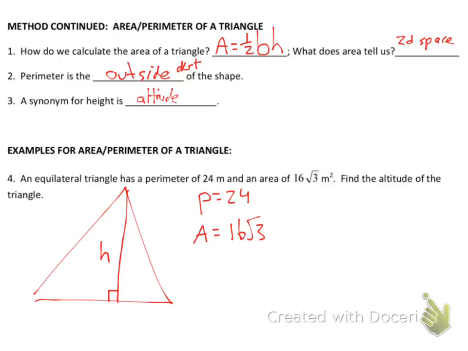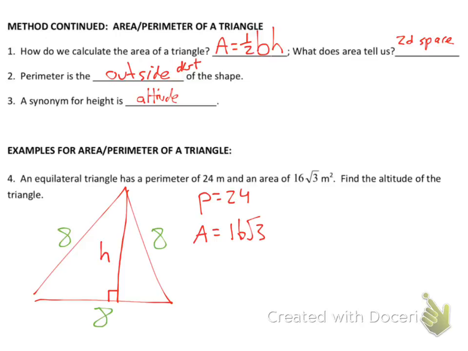So, using perimeter, what can I gather from that? Each side will equal a value of 8. Okay. Very nice. So we use perimeter up. We probably don't need to use that anymore.